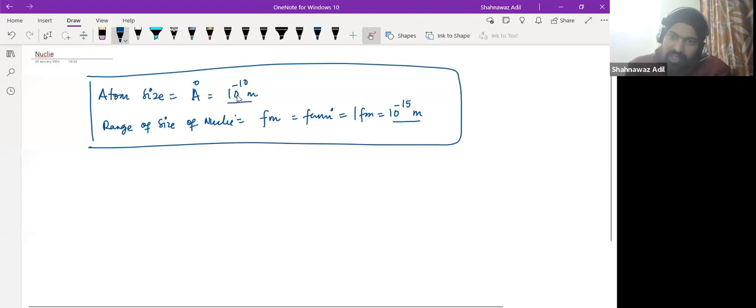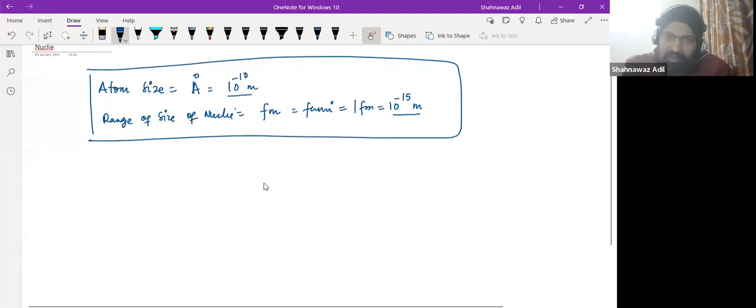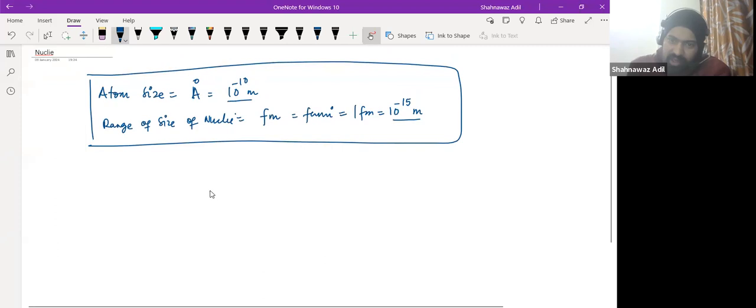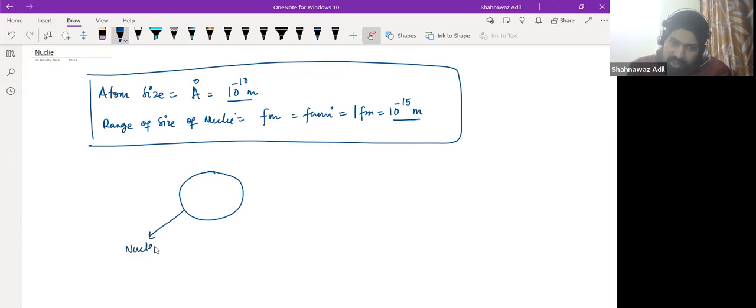And what are the constituent particles of the nucleus? Let's say this is a nucleus, right? So the constituent particles of the nucleus would be protons and neutrons. So there would be protons and there would be neutrons. And the size is how much?